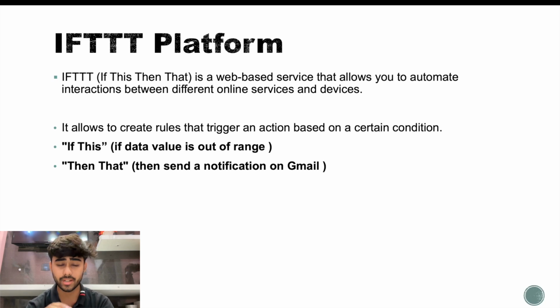IFTTT allows you to create rules that trigger an action based on certain conditions. For instance, if the data measured from the sensor is below 50 or above a certain threshold, then it should send a notification via SMS or Gmail. So this is basically what the IFTTT platform does. And now let's see how to create an IFTTT webhook applet.